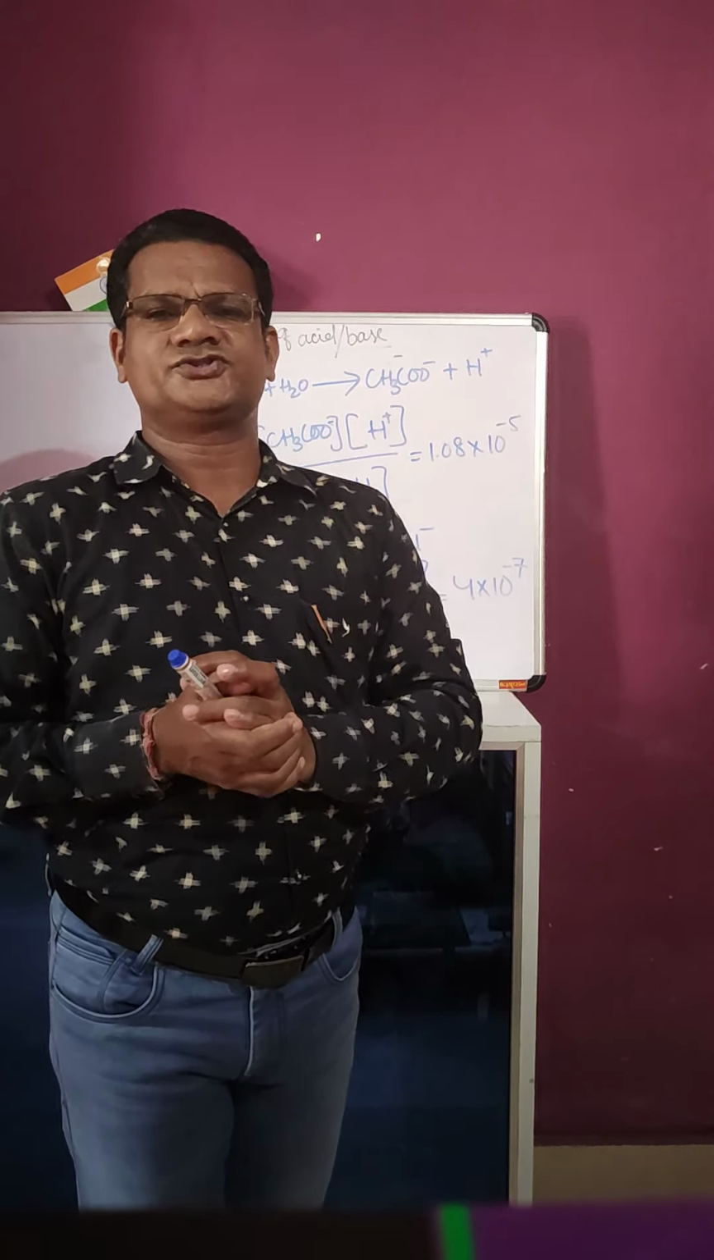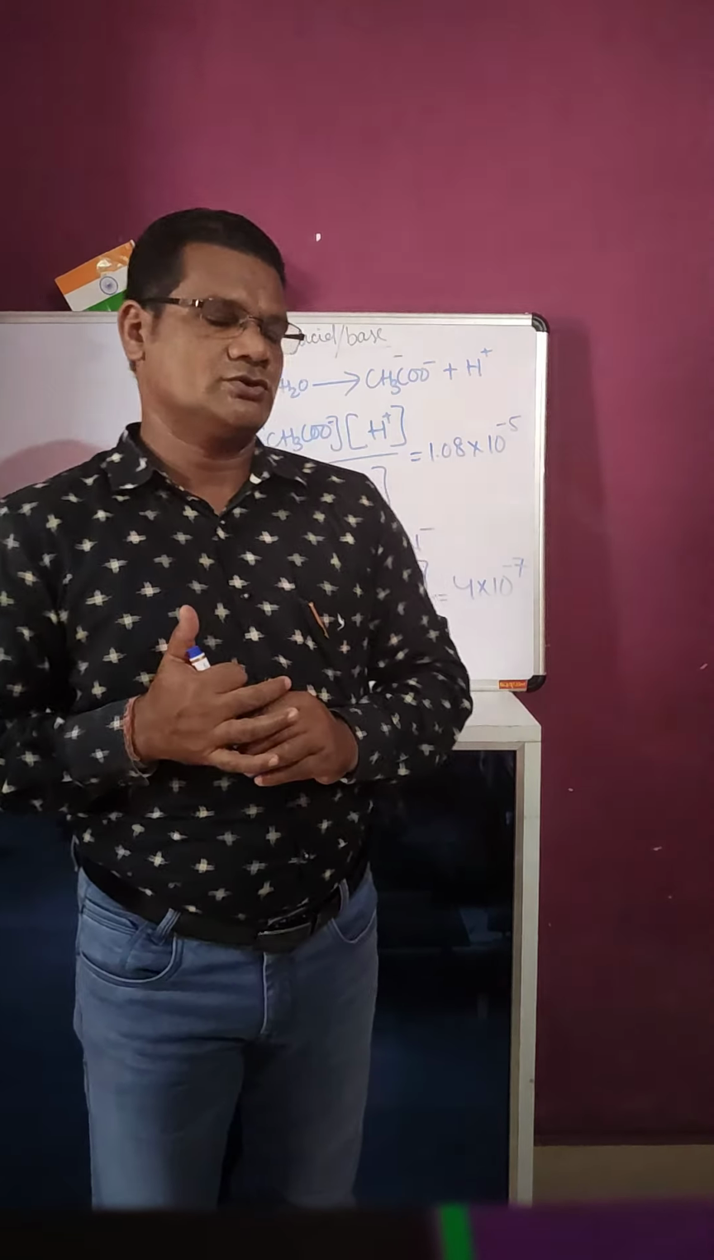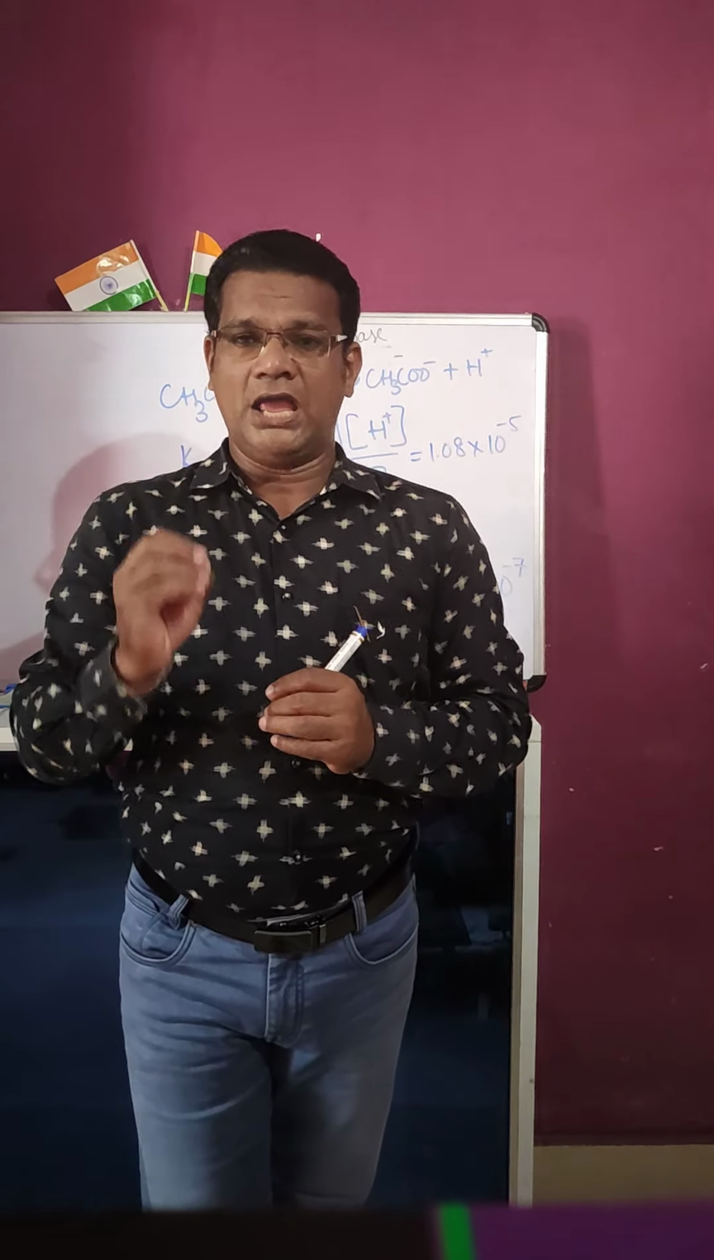Examples of strong acids are hydrochloric acid, HCl, HBr, HI; all these are strong acids. Weak acids are like acetic acid and carbonic acid. Now the real definition of a strong acid: acids which ionize completely and produce more number of H plus ions are said to be strong acids.